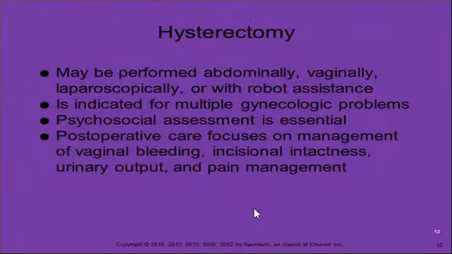Again, it can be indicated for multiple gynecological problems, endometriosis, fibroids. Postoperative care focuses on the management of the vaginal bleeding, incisional intactness, making sure the urinary output is okay, and then of course pain management.